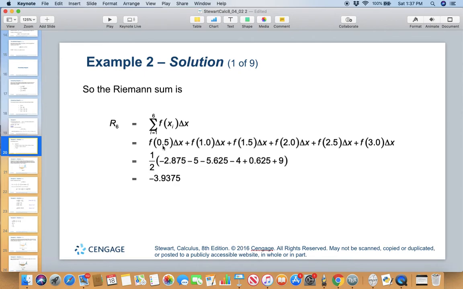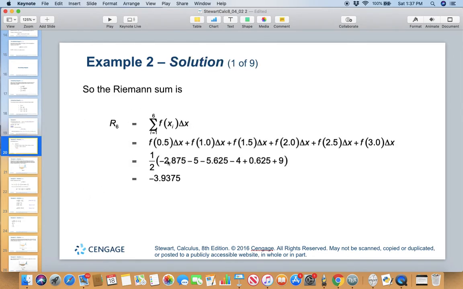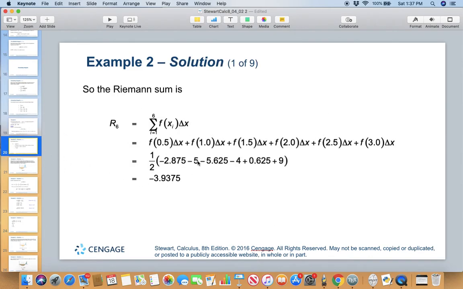f of, so what are these values? Well, you're using f. That's your function f. So you plug in 0.5 for x and you get this quantity. Plug in 1 for x and you get this quantity, and so on. So these are the values of f, and half is the width, it's common. So I pulled it out as a factor. This is the final answer. That is your Riemann sum.